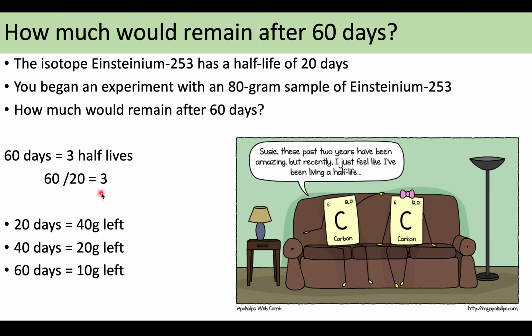So this means after our first half-life, we will cut our 80-gram sample in half, so we will have 40 grams left. After a second half-life of 40 days, that 40 grams is cut in half to 20. After a third half-life, so now we're at 60 days, that 20 is cut in half and we have 10. So after 60 days, or after 3 half-lives, we would have 10 grams of Einsteinium-253 remaining.